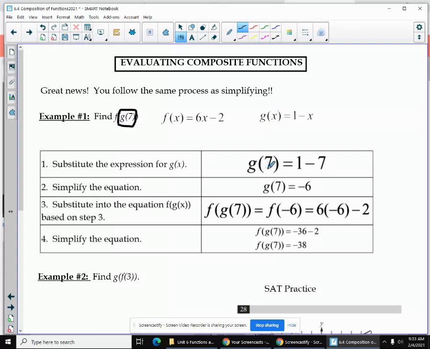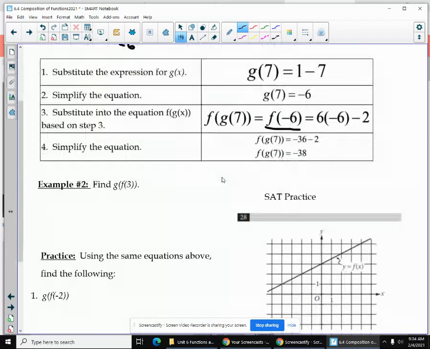So how do you do g of 7? You do 1 minus x, which is 1 minus 7, which is negative 6. So g of 7, I can cross it out, and I can put negative 6. So then what I have is f of negative 6, and I will use this function because f of x is equal to 6x minus 2. So I get 6 times negative 6 minus 2. 6 times negative 6 is negative 36. Minus 2 is equal to negative 38.